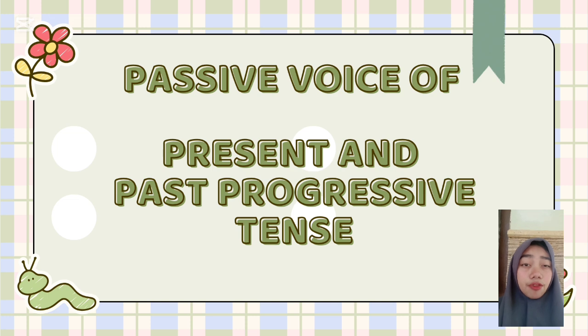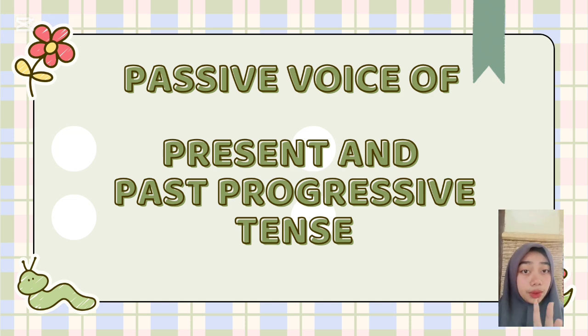Next is passive voice in the past progressive tense. The structure of the passive voice in the past progressive is subject, was, were, being, past participle. For the example here, she was preparing dinner. So the passive is dinner was being prepared by her.